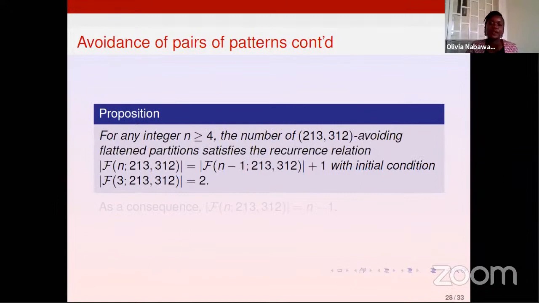Okay, another pair, this is 2 1 3 and 3 1 2, which gave us a counting sequence. The number of flattened partitions avoiding this pair satisfies this recurrence relation, which when solved, we have this simple form n minus 1. So all flattened partitions avoiding these two patterns are given simply by n minus 1.